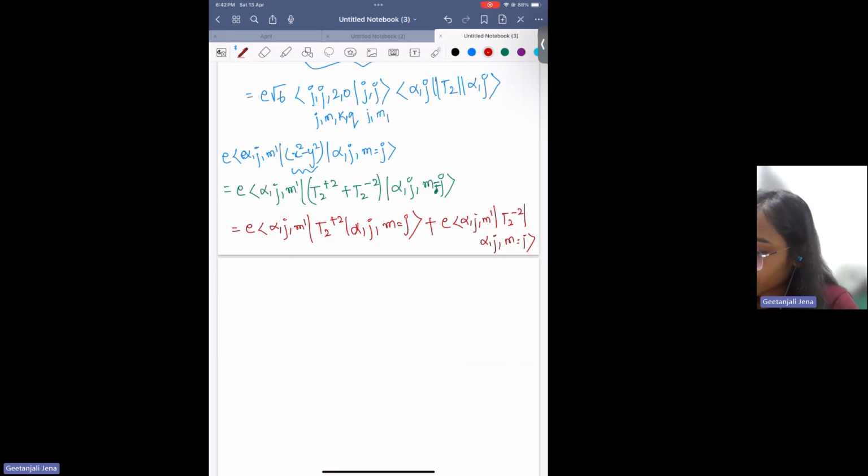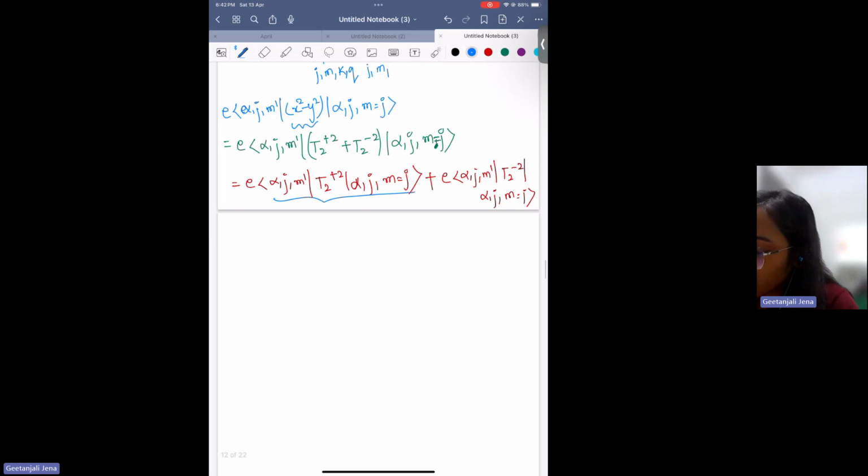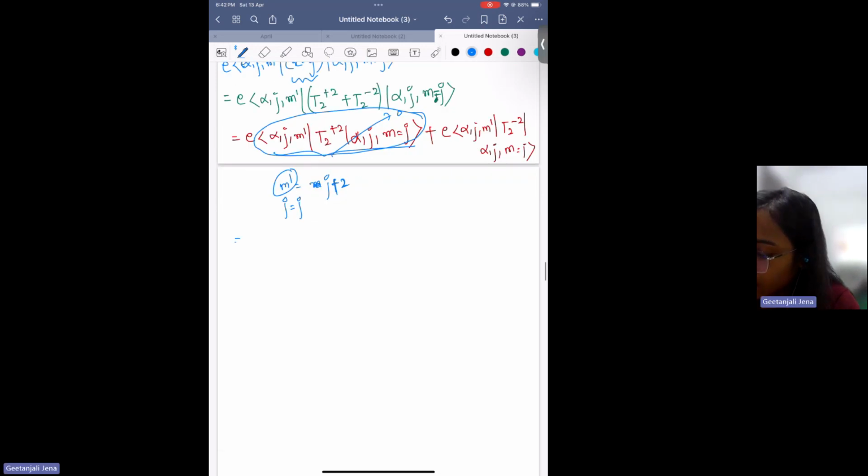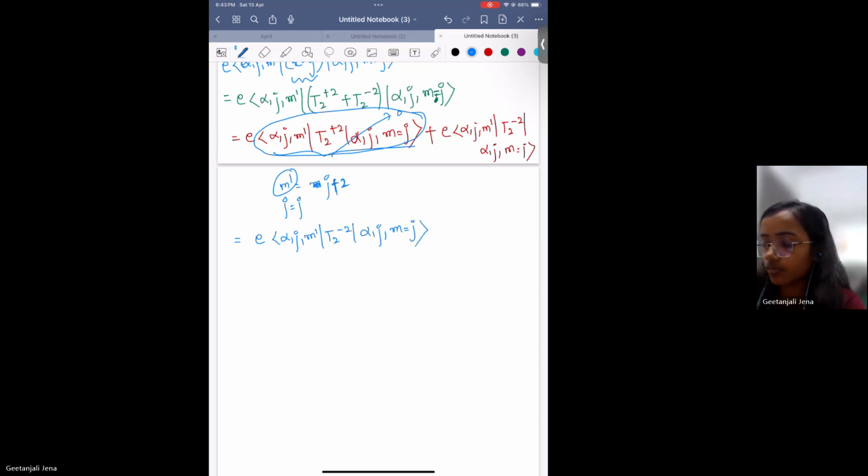So now if you see the first term, this one would be 0, because for this matrix component to be non-zero, what we should have? We should have m prime is j plus 2, which is not possible when m equal to j. So the maximum value of m prime we get is j only. So this term would be 0. So the only non-zero component will be the second term, which is alpha j m prime, T2 minus 2, alpha j m equal to j.